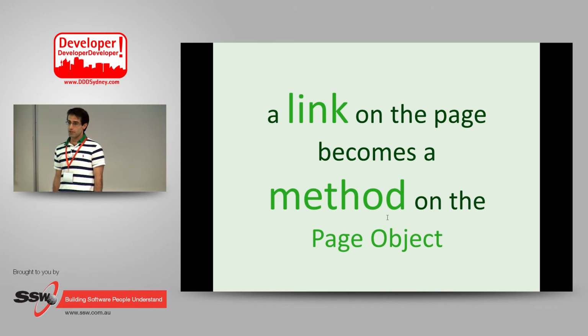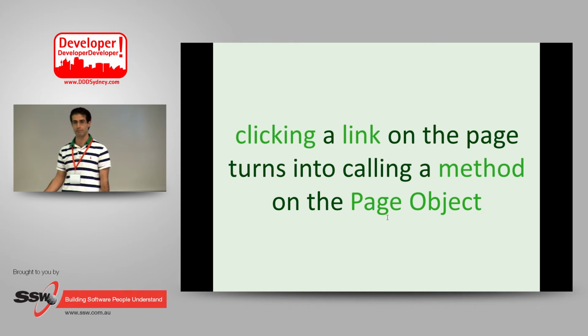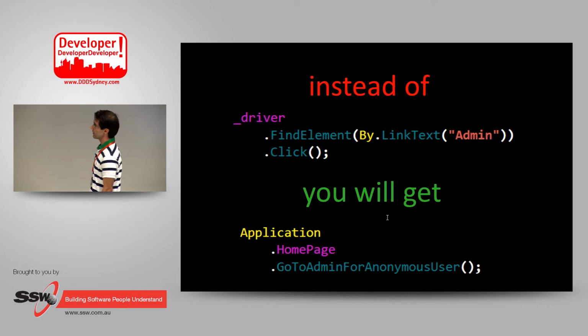The beauty of page object is that if you've got a link on your page, that link turns into a method on your page object, which means that if you want to click on that link, instead of clicking on that link, you call that method, and that takes the action. So something like this that we had before, find that element on the driver by the text admin and then click on it, turns into something like this: Application.homepage, on the homepage, call this method, go to admin for anonymous user. So now if that logic changes, or if that selector changes, or anything changes there, you've only got one place to change.